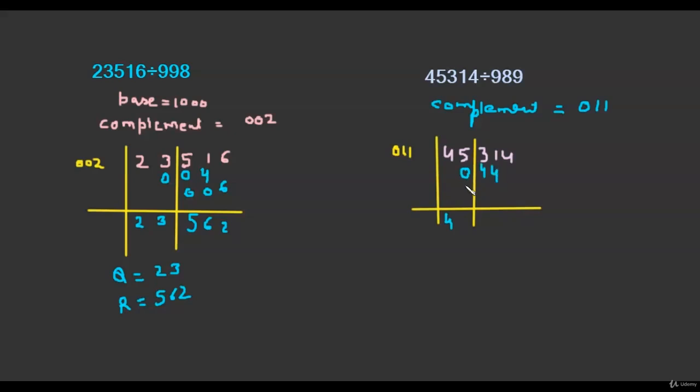Now we add 5 and 0. This gives us 5. Again we multiply 5 by the complement number, and this gives us 055. And we write this below the next 3 dividend numbers. Now we add these numbers in the remainder. This gives us 9, 10 and 8. So that means the quotient is 45 and the remainder is 809.